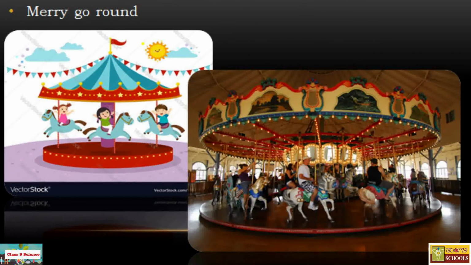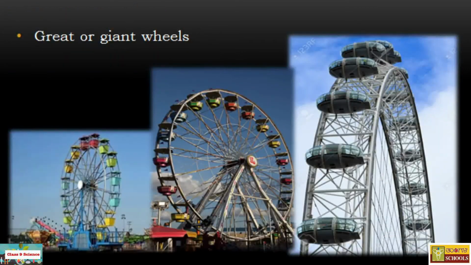Another interesting example of rotational motion is the merry-go-round. You have already experienced this in fairs, in any entertainment parks. You will find a merry-go-round. You already played, I presume. So this is also one of the examples for rotational motion. And you have also experienced sitting in a giant wheel, or a great wheel as we call it. So the motion of the giant wheel is also a rotational motion, an example for rotational motion.